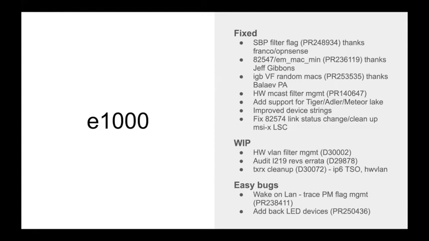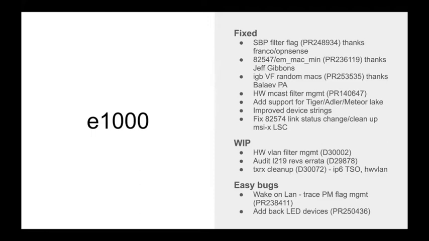In the vein of E1000, I went through and fixed a bunch of bugs. The first 3 had PRs. These were just going and finding stuff that was ready to go and getting approval from a source committer and adding it to the tree.